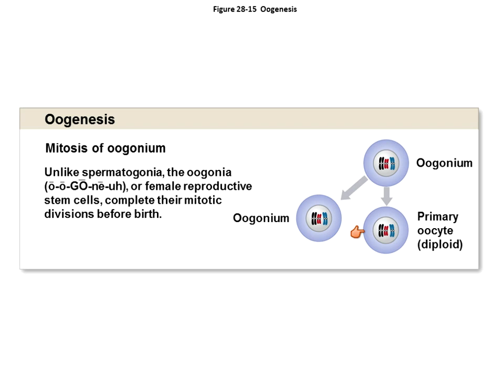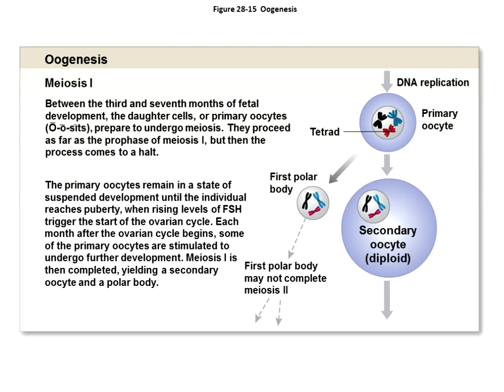So anywho, this primary oocyte is diploid, so that means it has 46 chromosomes, and we need to reduce those chromosome numbers by half, because egg and sperm need to only have 23 chromosomes so that when they come together, boom, they make 46. So in meiosis, we still have meiosis 1 and meiosis 2. Between the 3rd and 7th months of fetal development, those daughter cells or primary oocytes prepare to undergo meiosis. They proceed as far as prophase 1, but then it's going to stop and come to a halt.